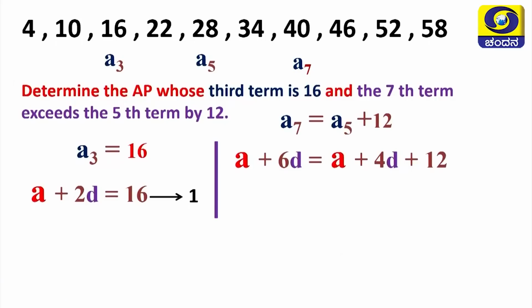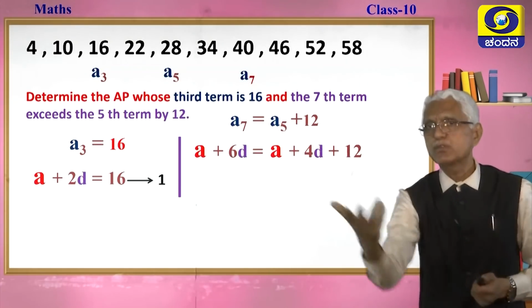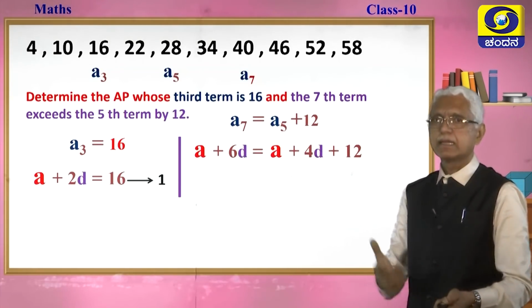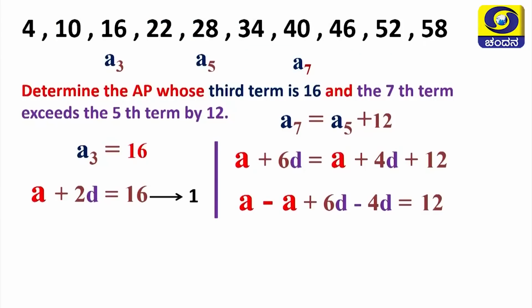A7 is equal to A5 plus 12, am I right? What is A7? Seventh term. A plus 7 minus 1 into D, A plus 6D. A5, A plus 5 minus 1 into D, A plus 4D, correct? A7, A plus 6D. A5, A plus 4D, plus 12, okay?